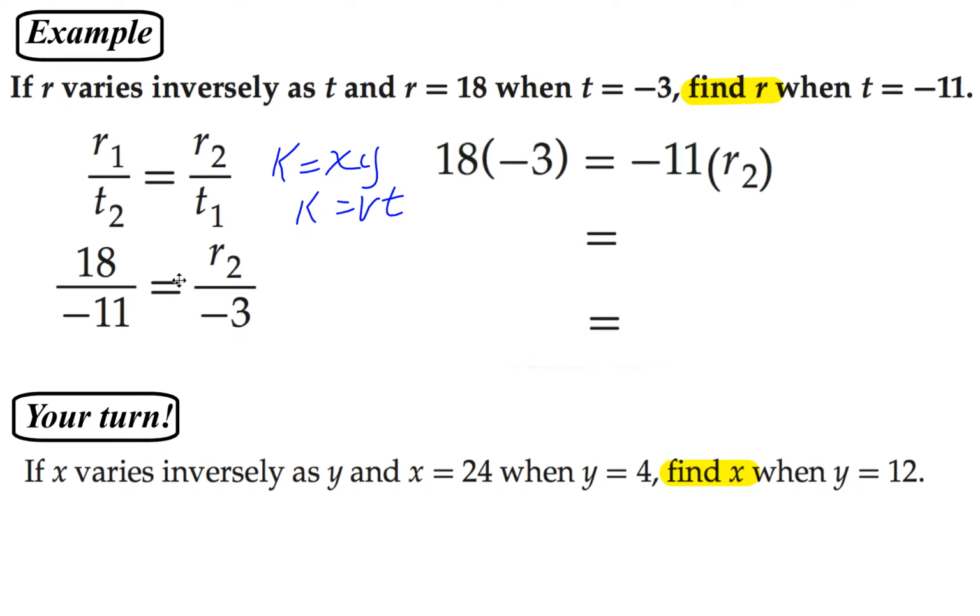So then we have 18 times -3, okay, r times t, is equal to -11 times its r value. Dividing by -11, we end up with r being 4 and 10/11. It's okay to write that as a decimal value. This one was written in mixed fraction form, but totally fine if you want to put a decimal there.